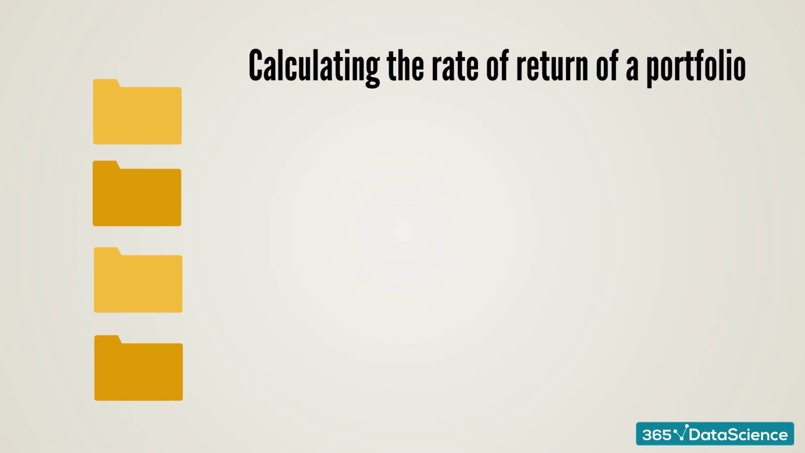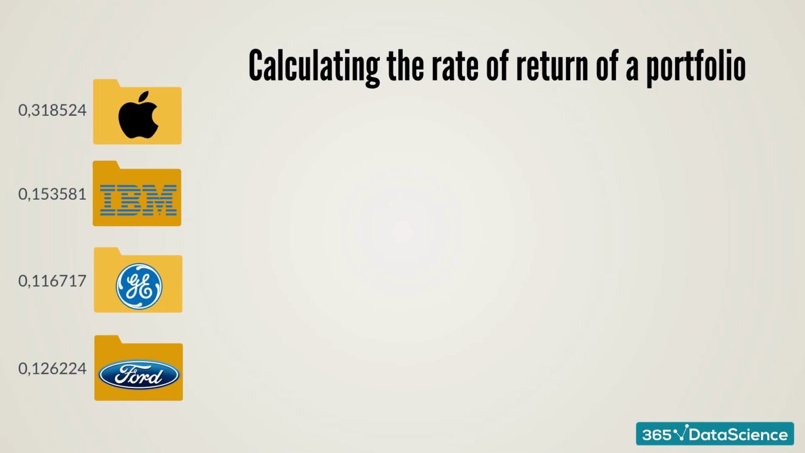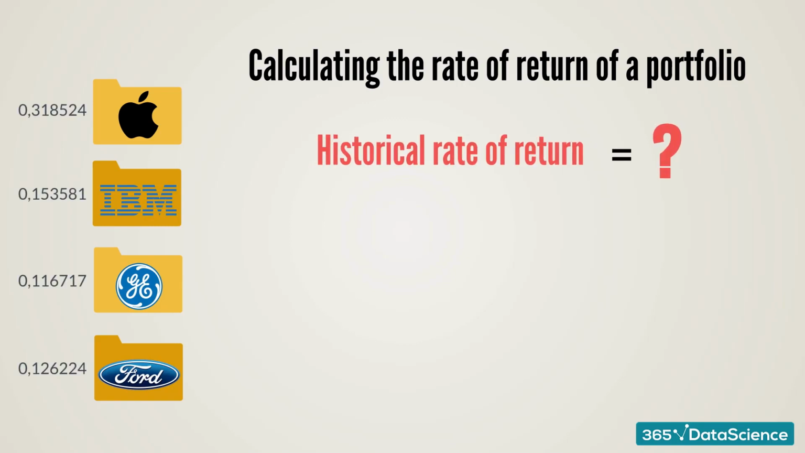of a portfolio. Let's use an example of a simple portfolio composed of 4 stocks. The 4 equity stocks are Apple, IBM, GE, and the Ford Motor Company. The average annual rate of return of these stocks is provided on the right side. We want to calculate the historical rate of return of a portfolio that contains these 4 stocks. This will show us the rate of return that can be expected from this portfolio in the future.